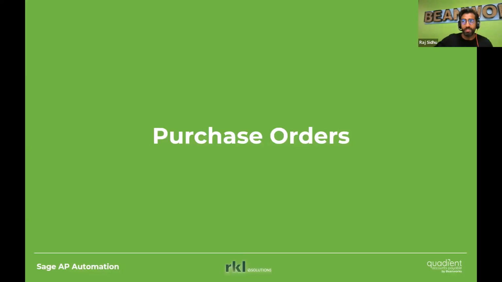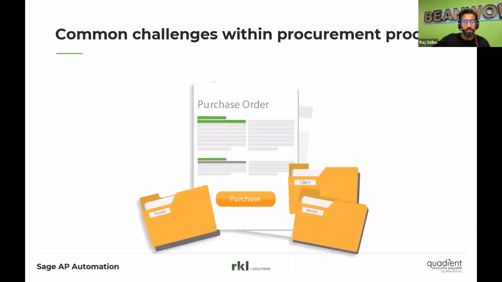So we're going to be addressing some of these concerns that AP teams have. But first, we're going to start by going over some of the modules. So the first AP module we'll be looking at today is purchase orders. Some of the biggest concerns within this workflow have been around a manual heavy procurement process.